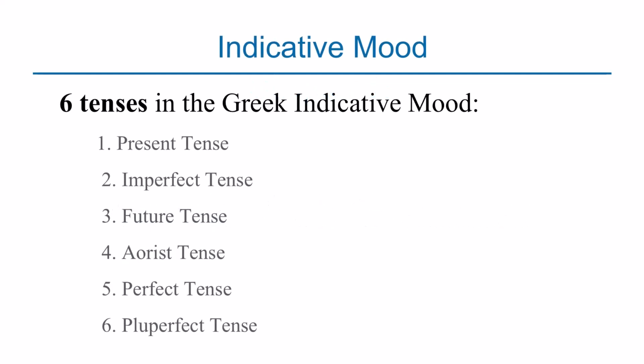Now we said that in Greek 1 we're going to look at the indicative mood, and the indicative mood has 6 tenses. We said you have the present tense, imperfect, future, aorist, perfect, pluperfect. And right now in Greek 1 we are only going to focus on the present tense and future tense. All these other tenses are going to be seen in Greek 2.